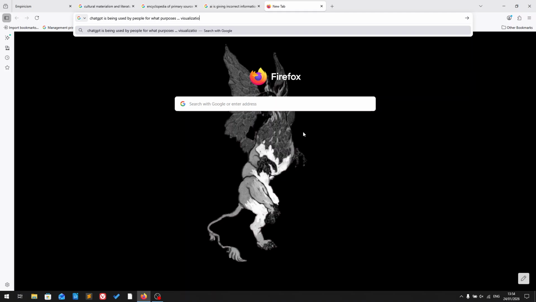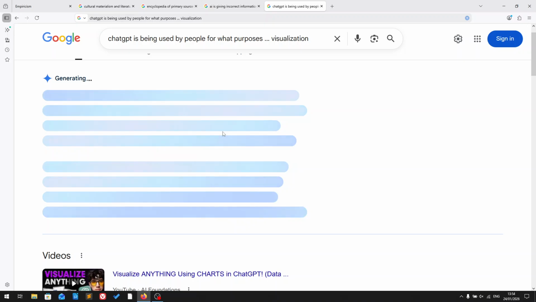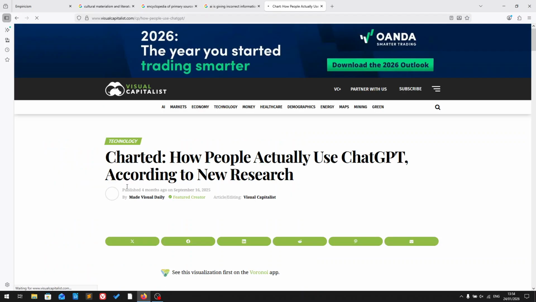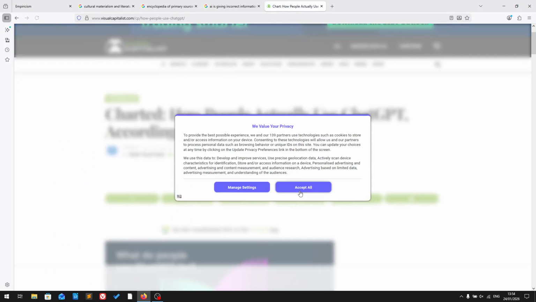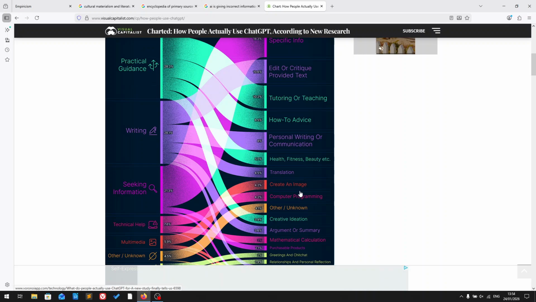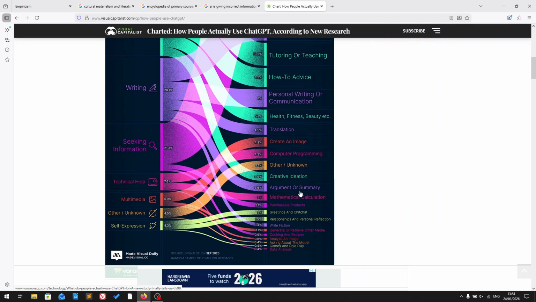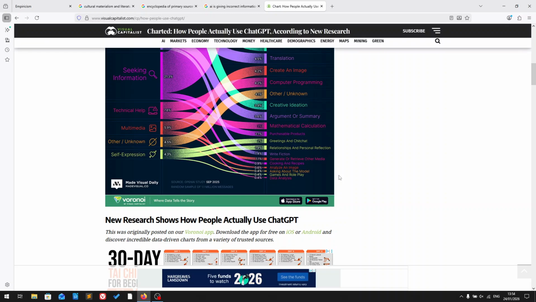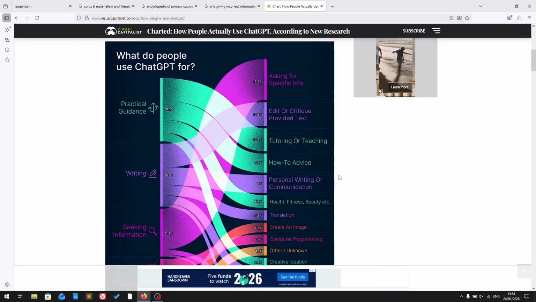Visualization. So OpenAI itself has this practical guidance: writing, seeking information, technical help. You can see seeking information is a big part. Technical help, multimedia, other self-expression. Why would you use ChatGPT for self-expression? Anyway, asking for specific info again. That's getting into why would you use ChatGPT for writing poems?